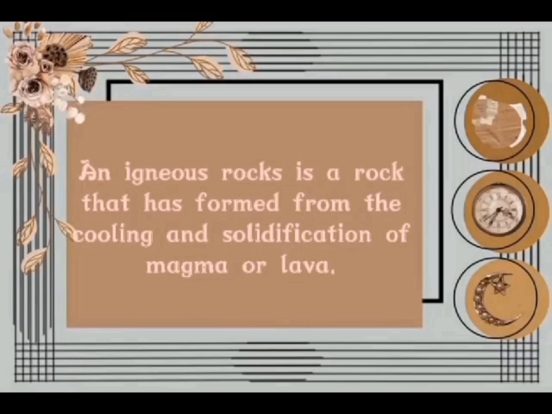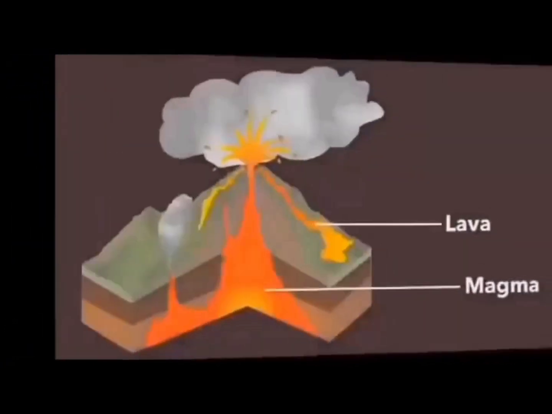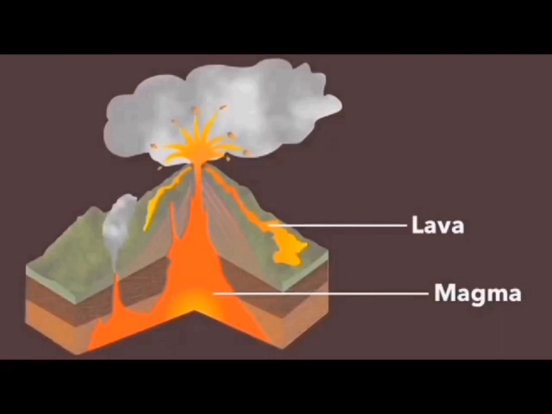An igneous rock is a rock that has formed from the cooling and solidification of magma or lava. When it's deep inside the earth, under the surface, we call it magma. Once it erupts onto the surface, we call it lava. Now this material, whether inside the earth or on the surface, can cool and solidify. So that gives us two different types of igneous rock.